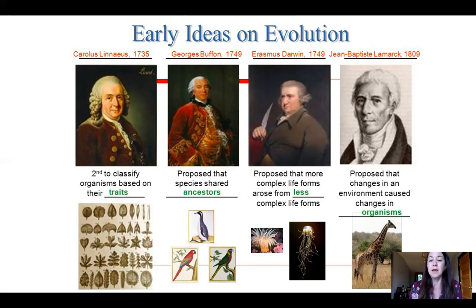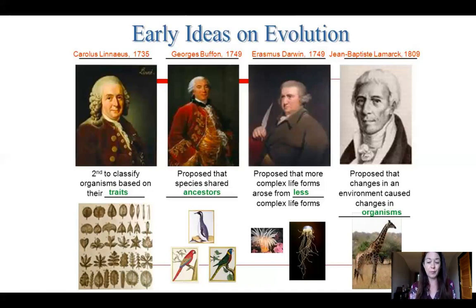Jean-Baptiste Lamarck made a significant contribution in 1809. He proposed that changes in an environment cause changes in organisms. This is revolutionary at the time. The classic example is with the giraffe. Lamarck suggested that giraffes developed long necks over time because original giraffes had short necks, but due to environmental change, the leaves in trees got higher during a drought, and so the giraffes would have to stretch their necks to get to the food, and thereby they would pass on that trait to their offspring.